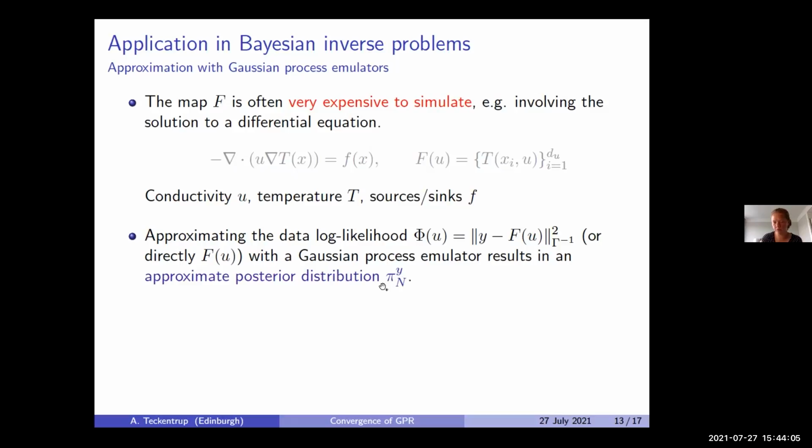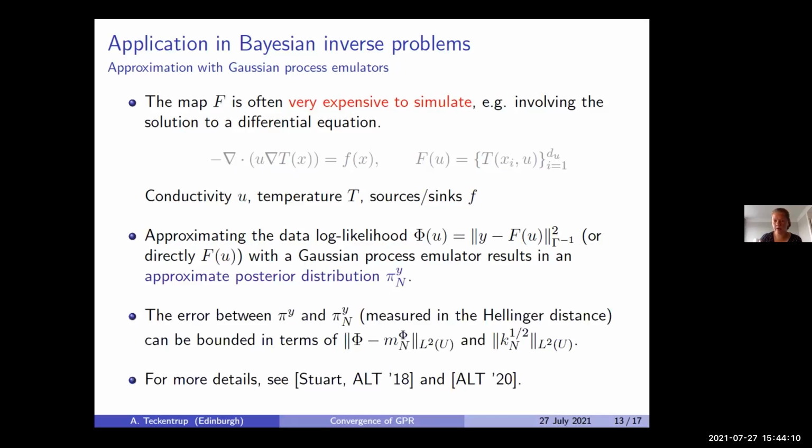But that would then involve some error that depends on how many function values n you use. And then you can show that the error between the true posterior, the posterior that involves the true PDE, and the posterior where you have approximated the PDE solution using Gaussian process regression, depends on exactly the errors that I've shown you before: the error between the true function and the mean and the variance. And I know this was very fast. This was just to show you some applications, and you can find more details in this paper.